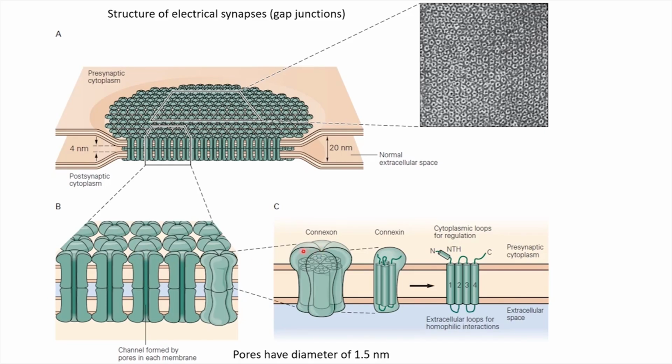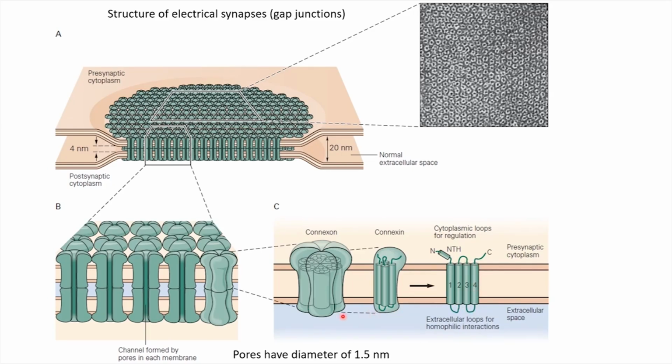So this is what a hemichannel looks like. It has these 6 units. Each of these units is called a connexin, and the whole hemichannel with the 6 units can also be called a connexon. So these 6 connexins come together and in between they form a pore. And each connexin is made up of a protein chain that passes through the membrane 4 times. So it's a 4 transmembrane domain.